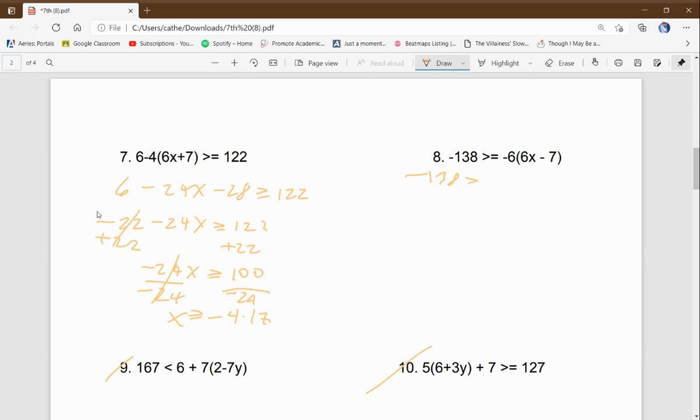Negative 138. And then we divide this by 36 on both sides. So you would get that 5 is greater than or equal to x.